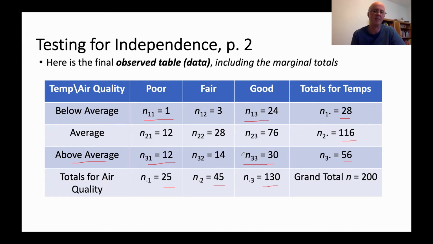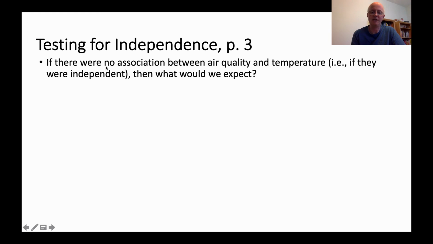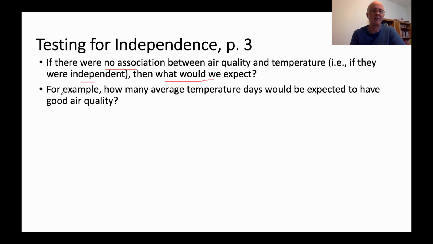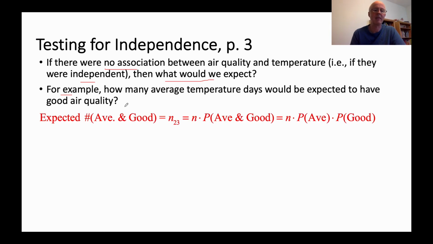What is the p-value? If there were no association between air quality and temperature, even though it seems like there is, in other words, if they were independent, then what would we expect? We would expect, for example, to be able to compute the average temperature days that have good air quality as the following. Expected number of average and good days, n sub 2, 3, meaning it's in row 2 and column 3 of the main body of the table, excluding the totals, columns, and rows, and excluding the labels.